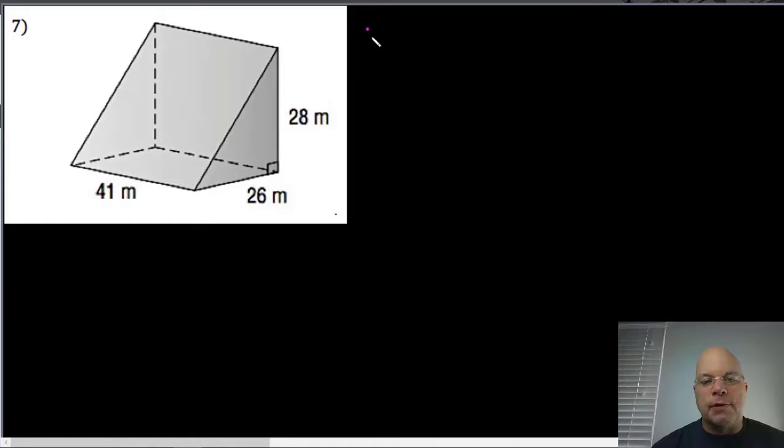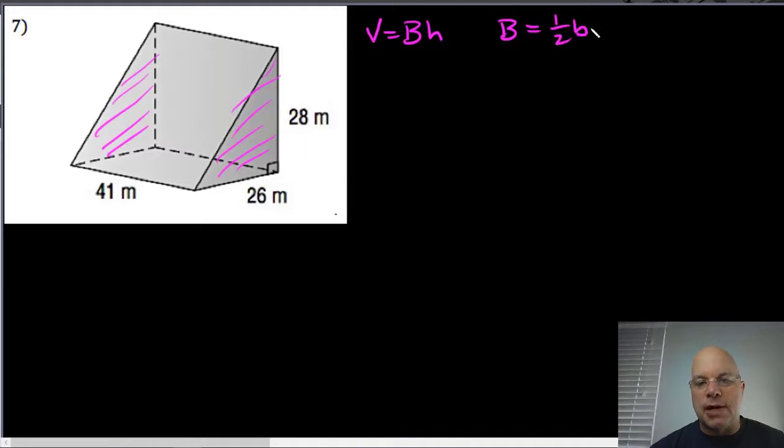This is the same formula for any prism. Volume equals area of the base multiplied by the height. The area of the base, since it's a triangular base, this is my base, this is my other base, would be 1/2 base times height. In this case, half of 26 multiplied by 28. Half of 26 is 13.